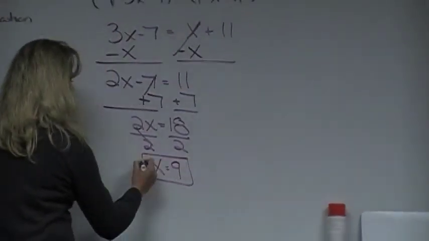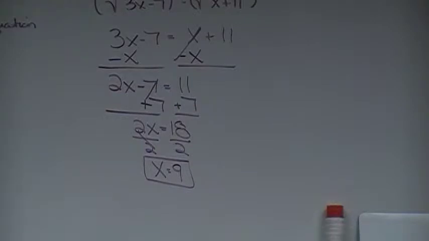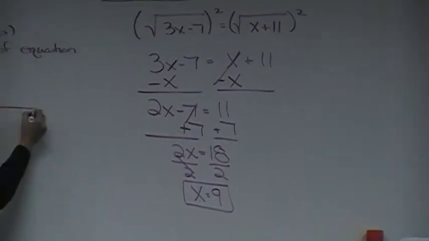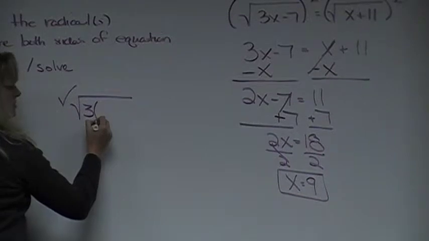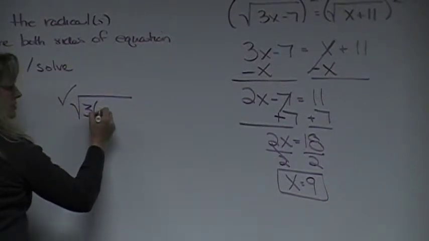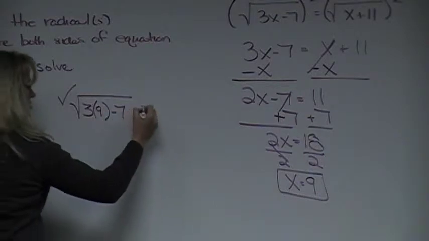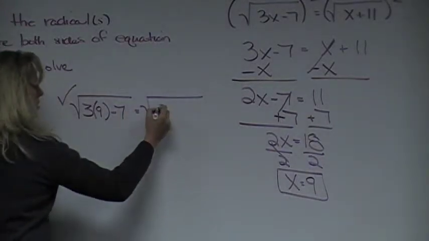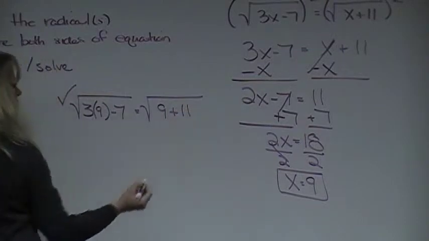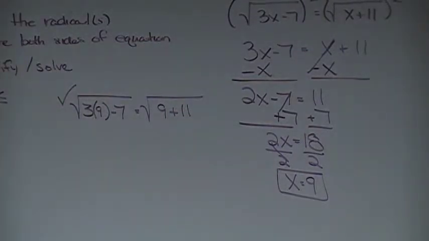Good. Don't know if it's right yet, though. Not quite sure if I got it right. What does that mean I do? Check it. Right, here we go. To check it, we're going to go the square root of 3 times 9 minus 7 equals the square root of 9 plus 11. Good. And let's see if the two sides equal each other.